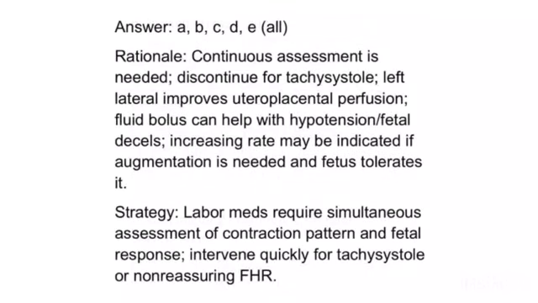Answer: A, B, C, D, E, all. Rationale: continuous assessment is needed. Discontinue for tachysystole. Left lateral improves uteroplacental perfusion. Fluid bolus can help with hypotension and fetal decels. Increasing rate may be indicated if augmentation is needed and fetus tolerates it. Strategy: labor meds require simultaneous assessment of contraction pattern and fetal response. Intervene quickly for tachysystole or non-reassuring FHR.